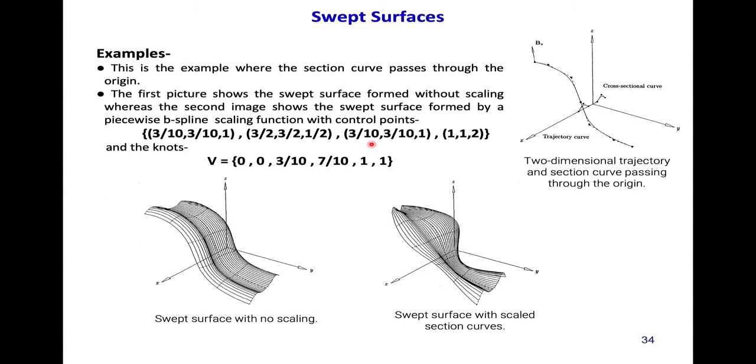And let us look at other examples where the section curve is passing through the origin. If the section curve is passing through the origin, then we take it as an isoparametric curve. So for this purpose, we can use the scaling function, and we can use some control points and knots and design the surface as we want. So this is without scaling, but if we use the scaling, then it will be something like this. So the difference can be found here and here because of the control points that we have taken and the knots that we have considered. So this is using these two examples.